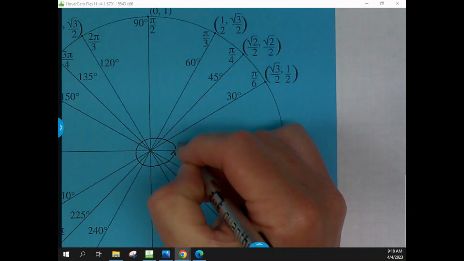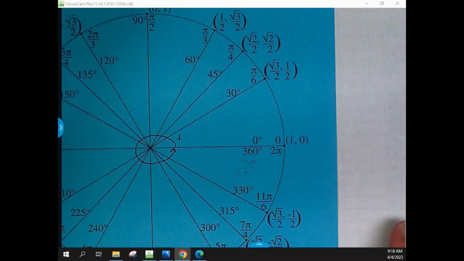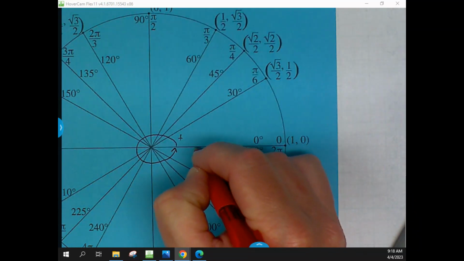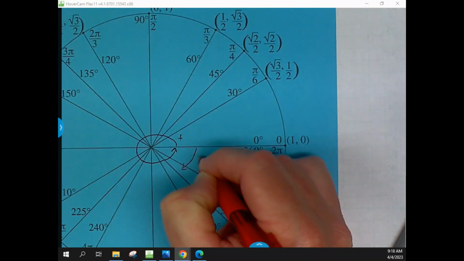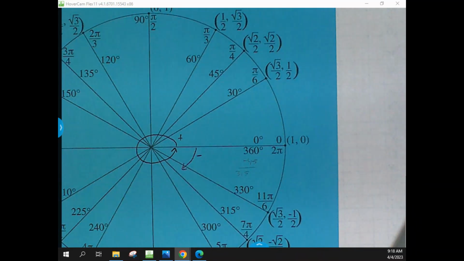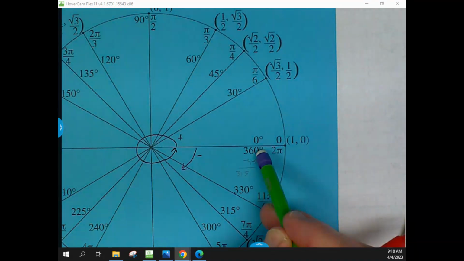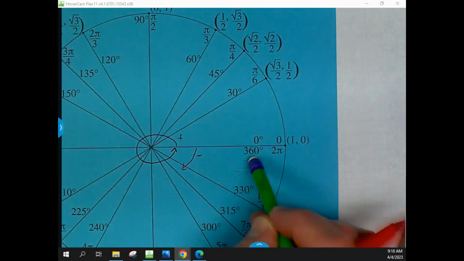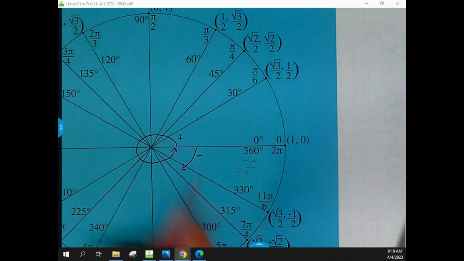Okay, so if it's a positive direction, that means you've got to go this way. If it's negative, then you're going to start here at basically 360, and then you're going to go that way. And again, the easy way to think about the negative numbers is that if you're going to start at 360, you're just going to do 360 minus that number, and then that'll tell you where you're going to be on here.